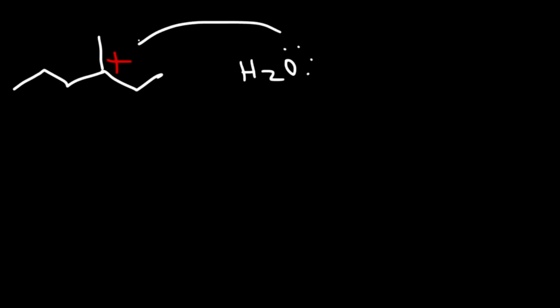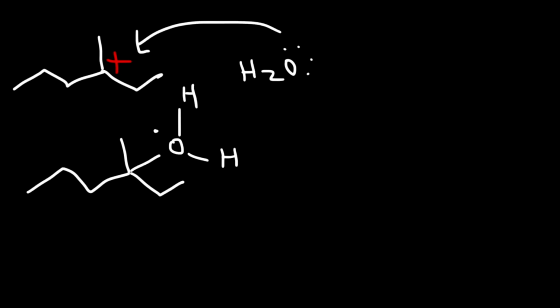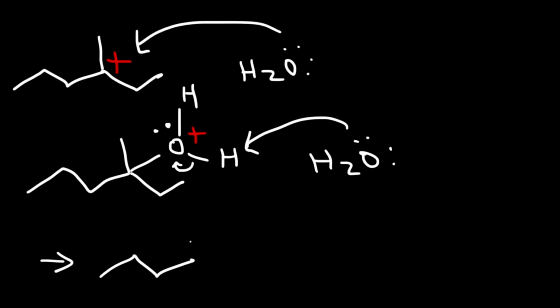So once water comes in and attacks the carbocation, we are going to get an oxonium ion. So basically an oxygen with 3 bonds and a positive charge. Now the last step is deprotonation. So we need to use another water molecule to take off the hydrogen atom. And so we get a tertiary alcohol.